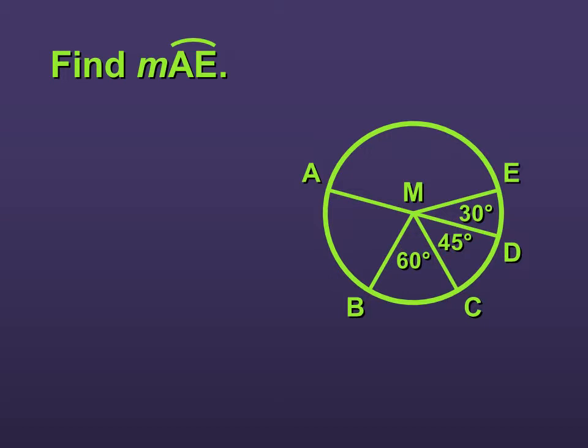Now we need to find the measure of AE. So go ahead and pause the video. I will give you a hint. It's very similar to the previous problem. So pause the video, see if you can find the answer. All right, so since AD is a diameter, that means that the measure of arc ED and the measure of AE has to equal 180. So AE plus 30 has to be 180, which means that the measure of arc AE would be 150.